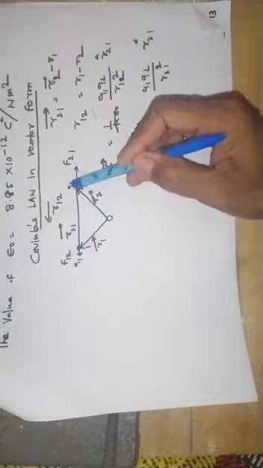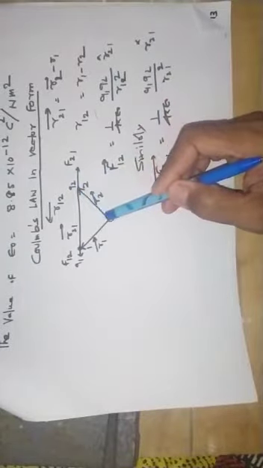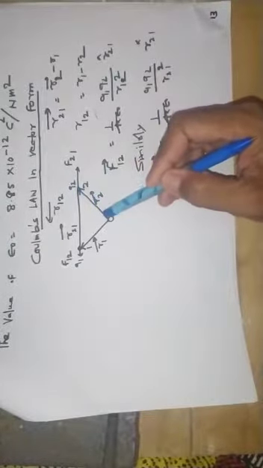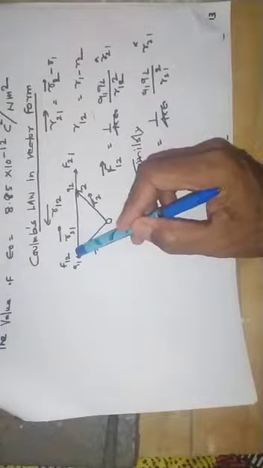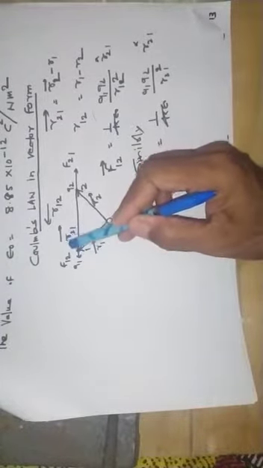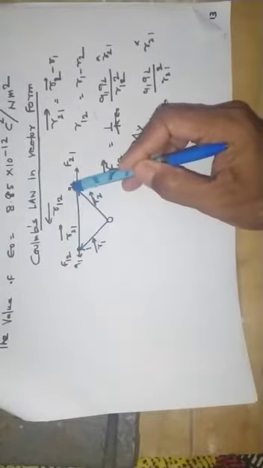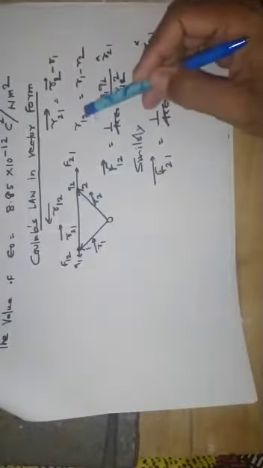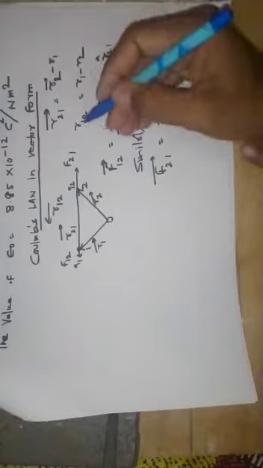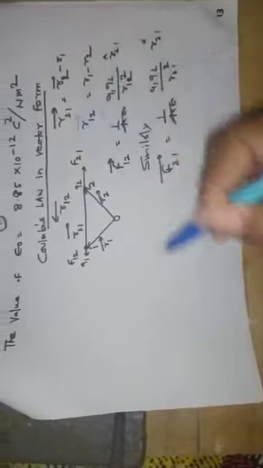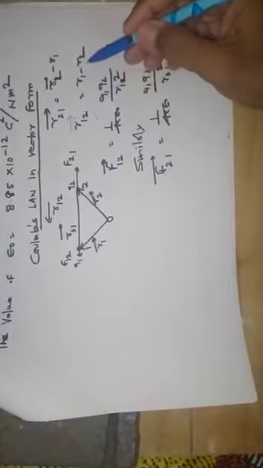So from triangular vector addition, we have R2 minus R1, and this will give, from triangular vector addition, the direction R12. So R12 is equal to R1 minus R2.